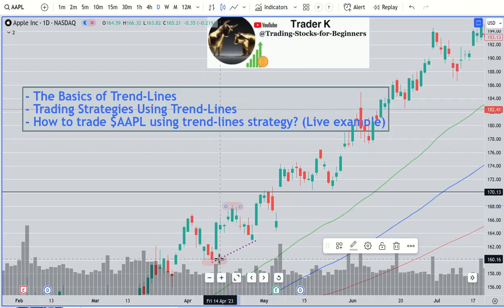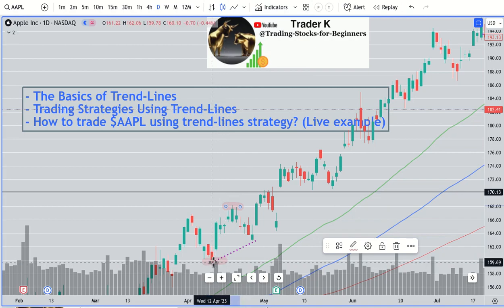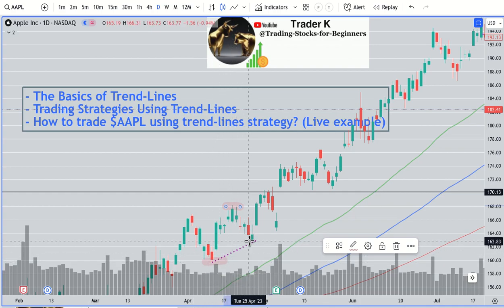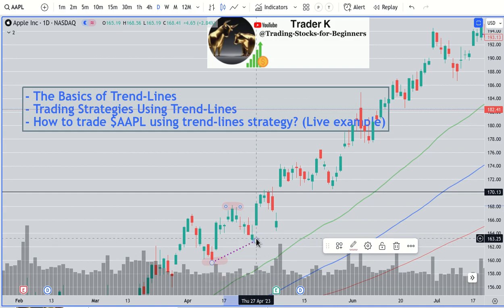So this is a low, and this is another low, but a higher low. This low is higher than the previous low, and that indicates a bullish trend or long trend, and it gives two possible points to draw a trend line based on these two points. So as you can see here, I draw a trend line from this point to this point. That is a trend line.